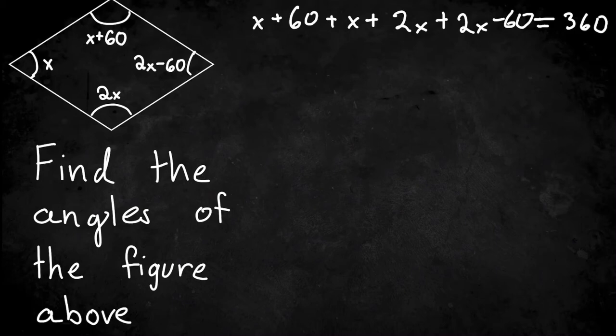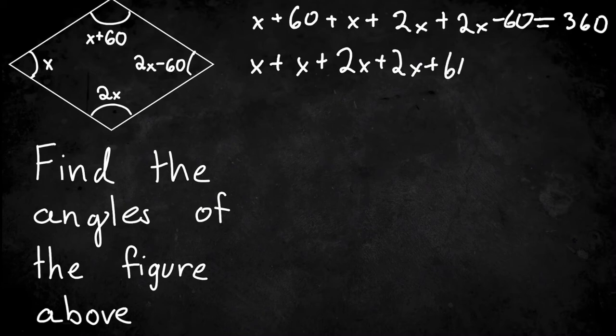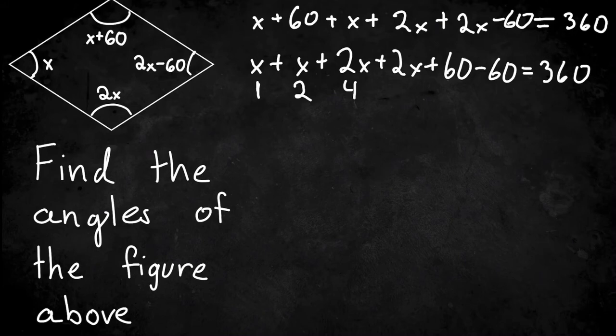Now what we are going to do is rearrange it so all the variables are first, and then you have the numbers. So you have x plus 2x plus 2x plus 60 minus 60 equals 360. Now we are going to combine like terms. Let's just do it to make sure we are correct. 1, 2 plus 2 is 4, and 4 plus 2 equals 6, 6x.